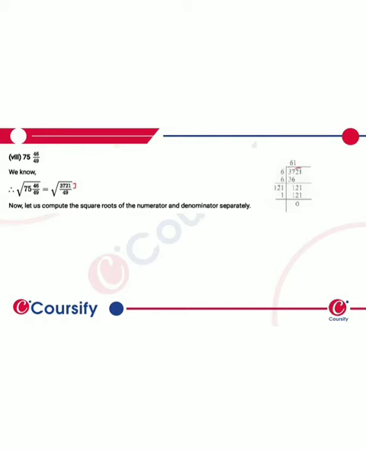We have formed the pairs. So for the 37 pair we use 6. So 6 into 6 is 36, and 37 minus 36 is 1. So we have written 1 here, and we know that 6 plus 6 is 12, and we choose on the unit place 1. So 121 multiplied by 1 is 121. So hence the remainder is 0 here. So this gives us 61 as the square root of 3721.